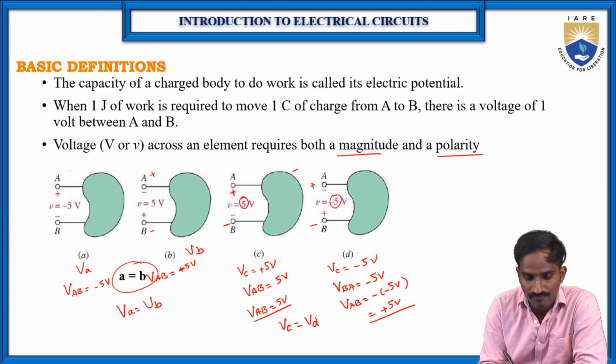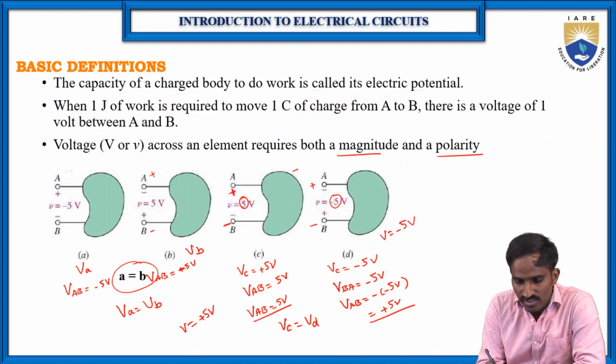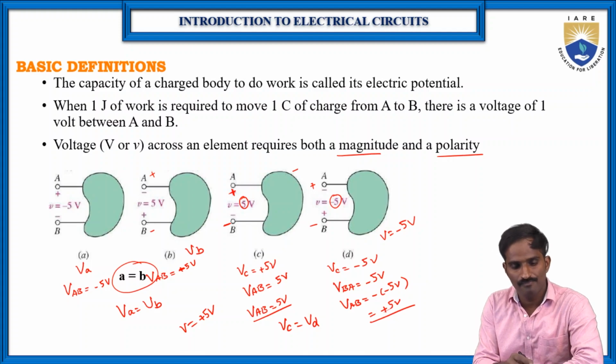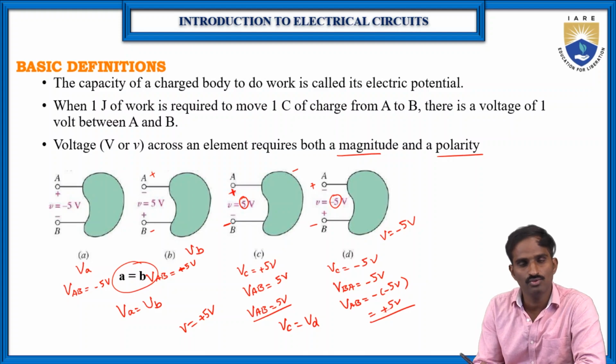So if A is positive with respect to B, if we consider V is equal to plus 5 volts, and if polarities are interchanged, then V should be minus 5 volts. And if V is equal to minus 5 volts and I change the polarities again, then minus of minus is plus, so V is equal to 5 volts. So this is about the basic properties of the voltage across any two terminals, or the voltage across an element.